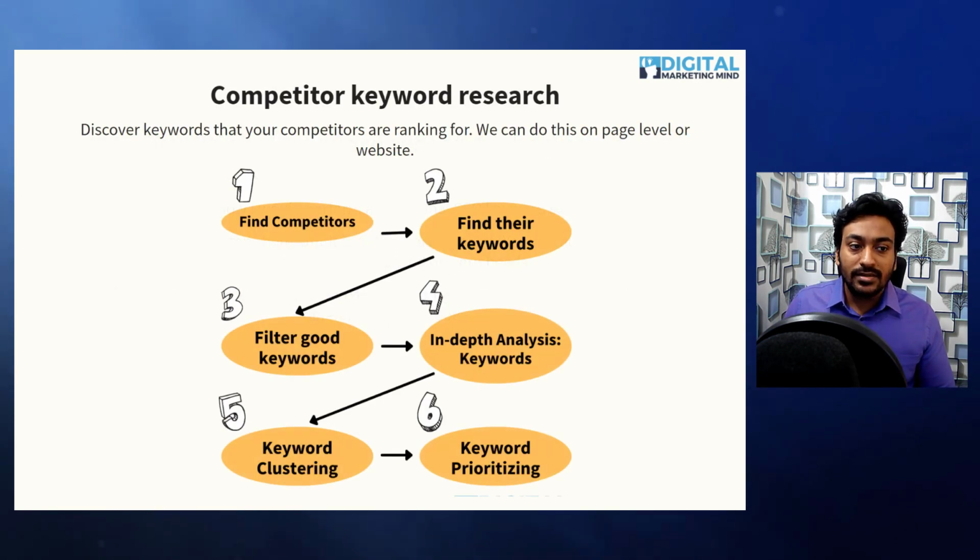Now let us quickly see how competitor keyword research works. Competitor keyword research is the process of finding keywords through your competitors, or based on what your competitors are ranking for. The steps involved are finding competitors, finding their keywords, filtering good keywords, in-depth analysis of keywords, keyword clustering, and prioritizing.